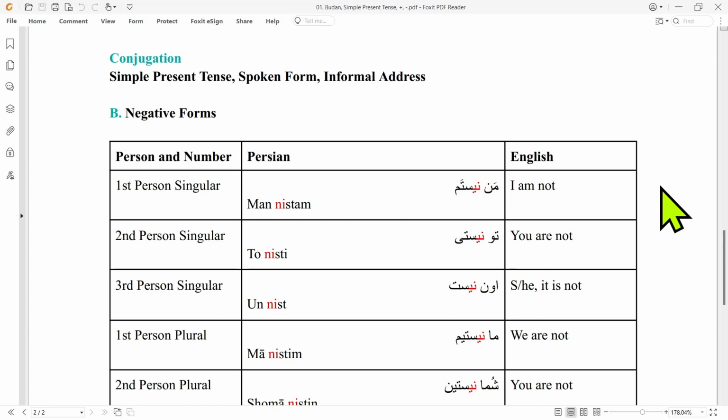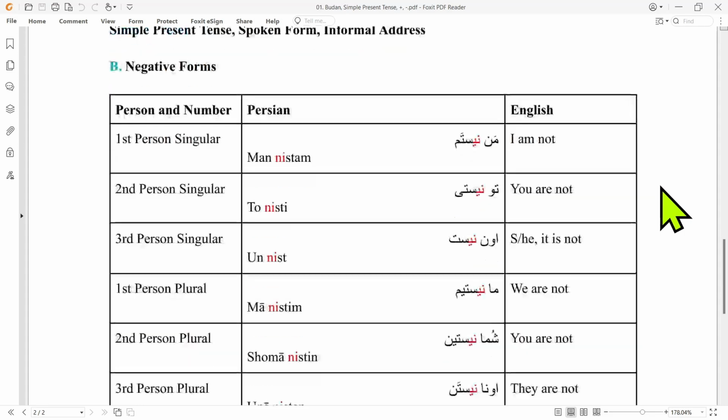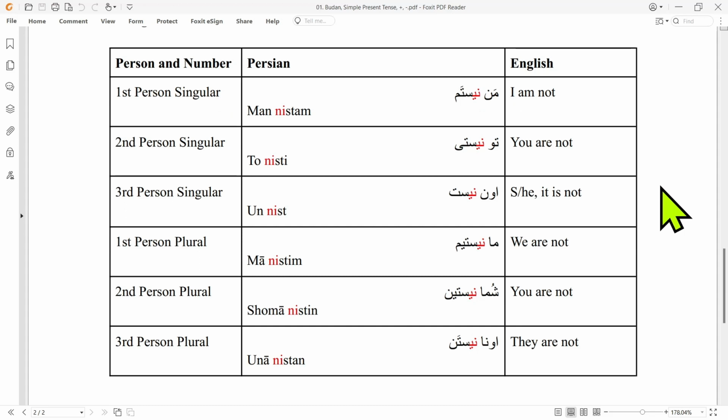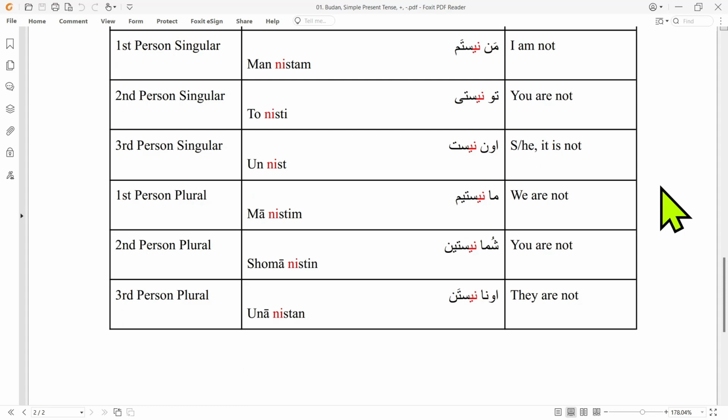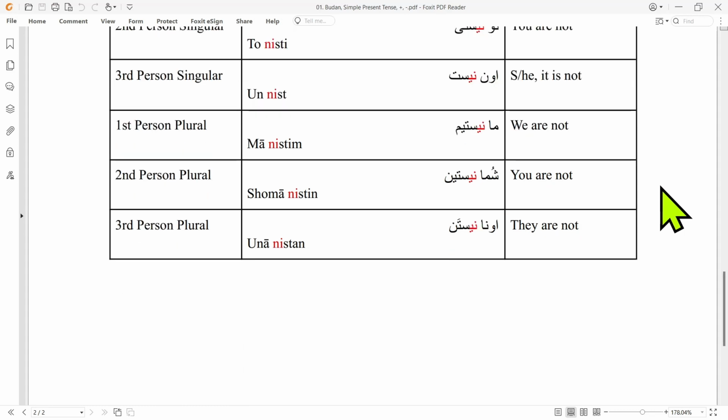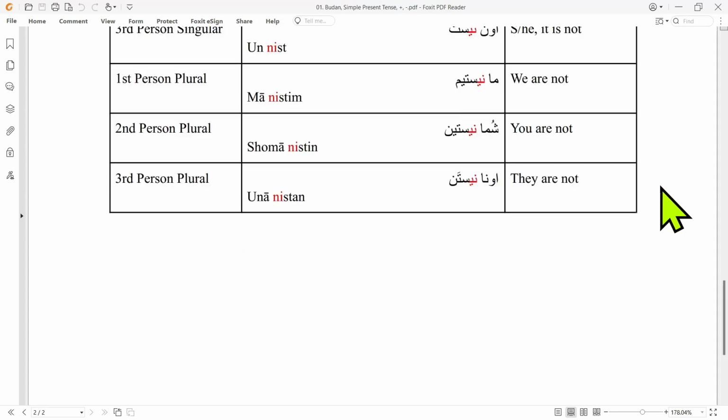And now the negative forms. I am not is man nistam. You are not is to nisti. She, he, or it is not is un nist. We are not is ma nistim. You are not is shoma nistin. And they are not is una nistan.